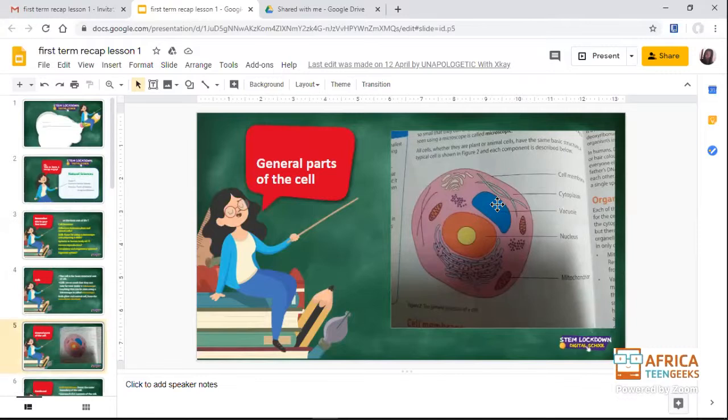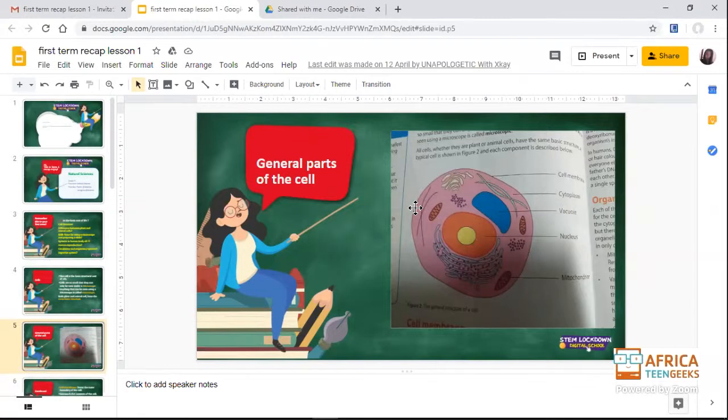So what can you say about this? This cell has a vacuole, one large vacuole, cytoplasm. Remember, the cytoplasm is the liquid or substance surrounding the cell. So the substance inside the cell, that is the cytoplasm.